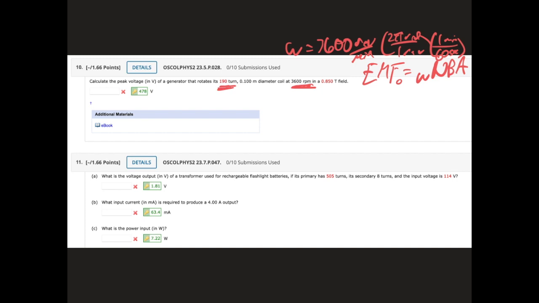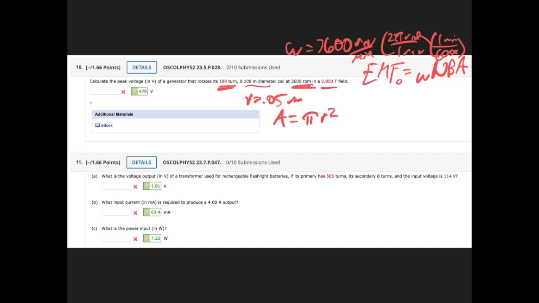Next, we need the B field. We got that, that's given: 0.85 teslas for mine. It'll be something different for yours. And the area, we don't have the area, but we do have a diameter. If the diameter is 0.1 meters, the radius will be half of that, so radius equals 0.05 meters. The area is going to equal pi times the radius squared.